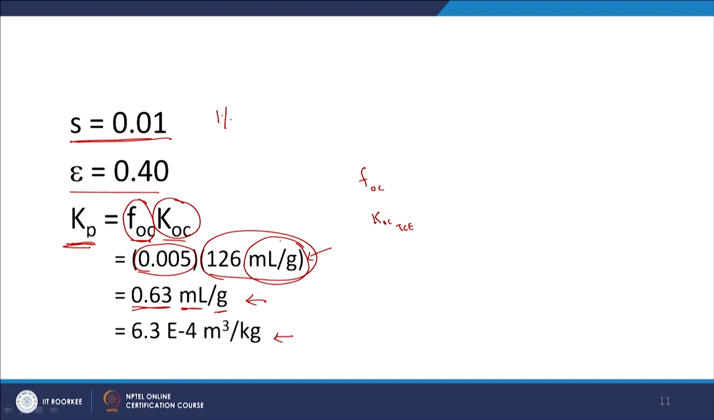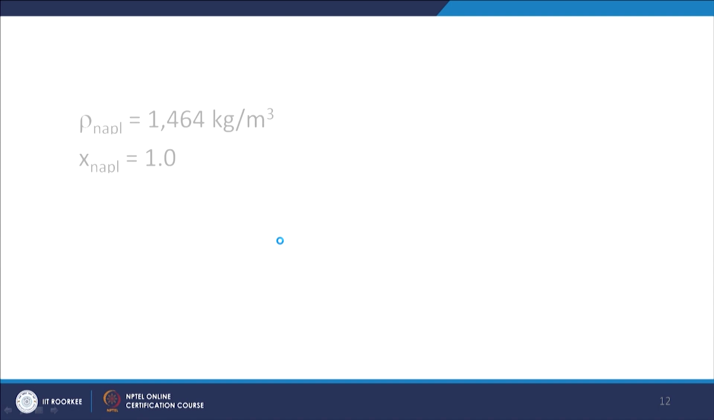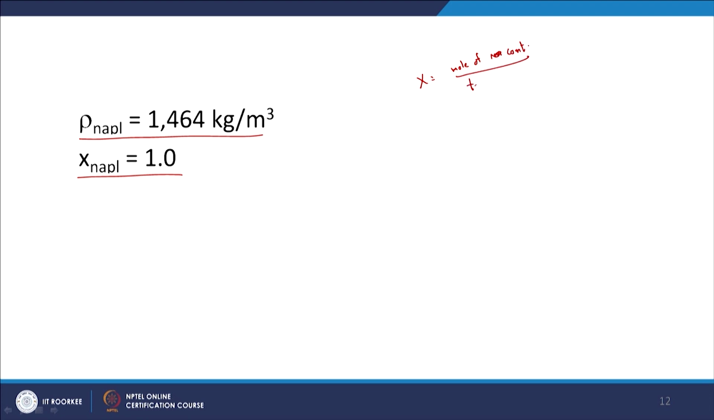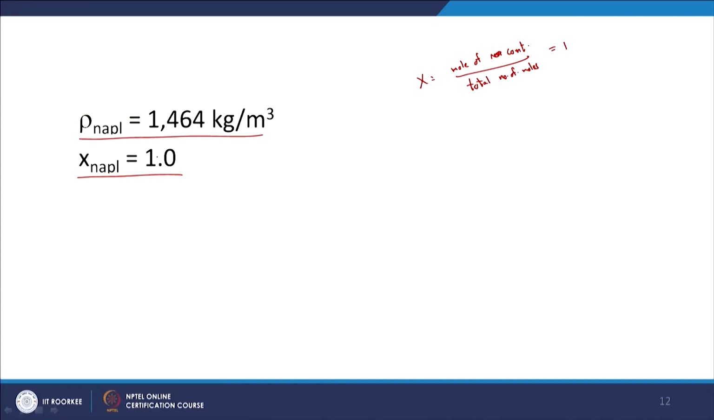So, we have the partitioning coefficient here. From that, what can I calculate? Again, I have the density of NAPL given, and this mole fraction of NAPL, again pure NAPL. Mole fraction is nothing but the moles of that particular NAPL, or that particular contaminant, divided by the total number of moles. But as we know, it is pure NAPL, so you do not have anything else other than that particular contaminant. So, this is going to be equal to 1, and that is what we see here.